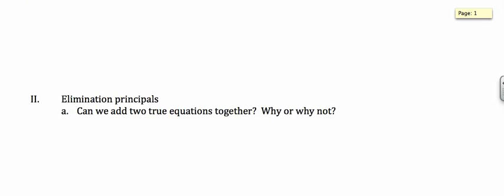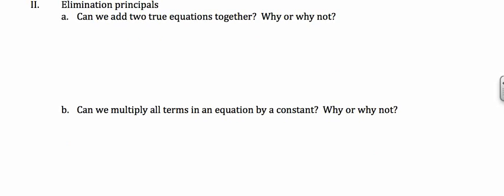So, for elimination, we have two essential questions. Can we add two true equations together? And I guess what I should have added to that is, can we add two true equations together and still get something true? And can we multiply all terms in an equation by a constant and still get something true? Okay, so pause and think about those for a second. Okay, hopefully you took time to pause and think about those. The answer to both is yes.